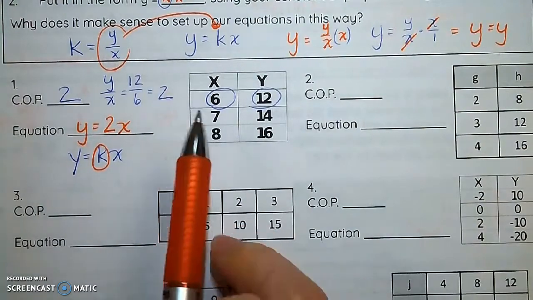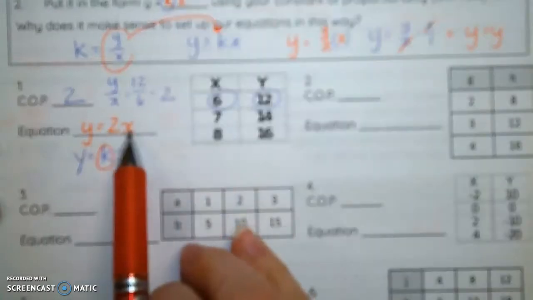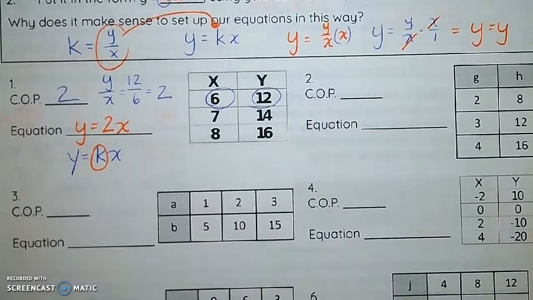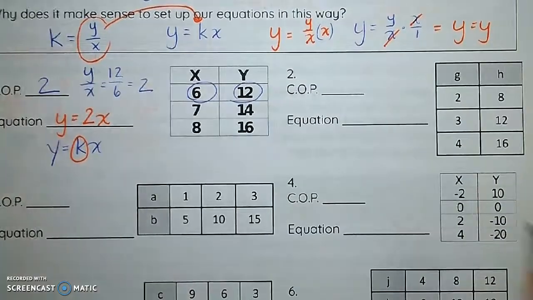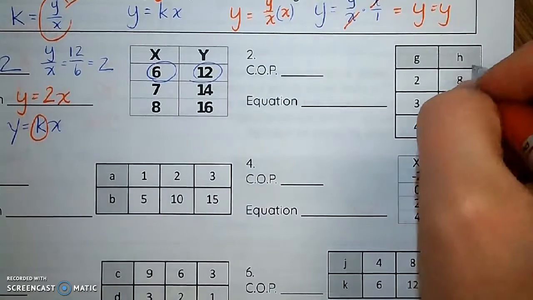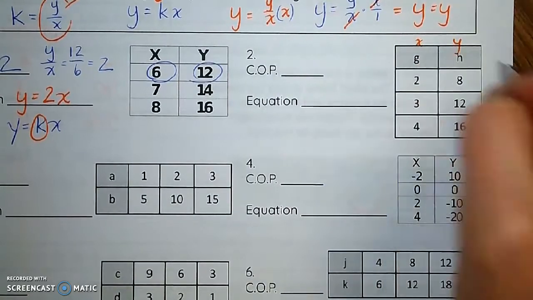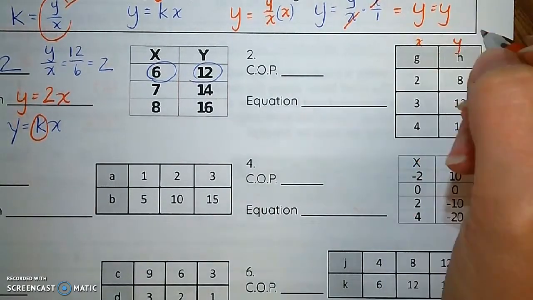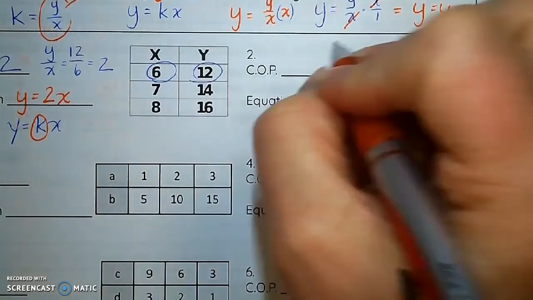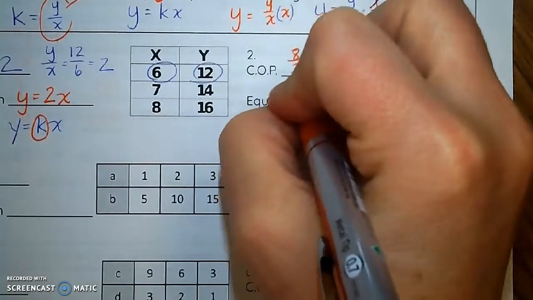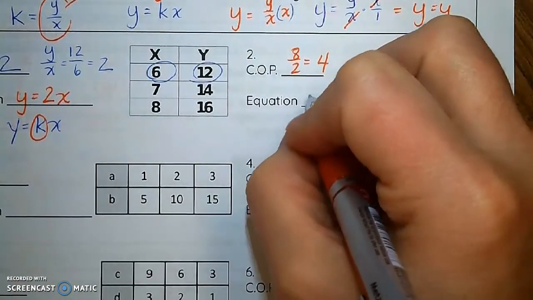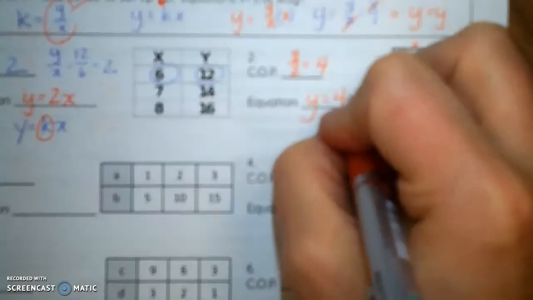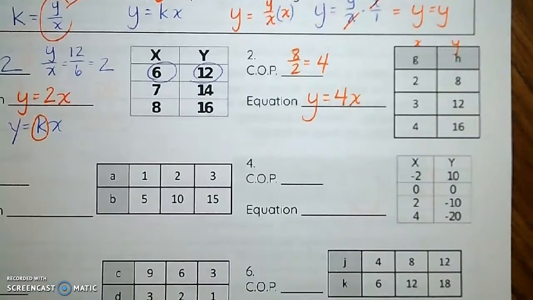So that means I could plug in any of my x's for here, and it would spit out my y term. If you remember the in-out boxes, that's what those are like. Next one over here, this is my x and this is my y. They've just used different letters. So I'm going to do 8 divided by 2, and I get my constant of proportionality as 4. So my equation would be y equals 4 times x.